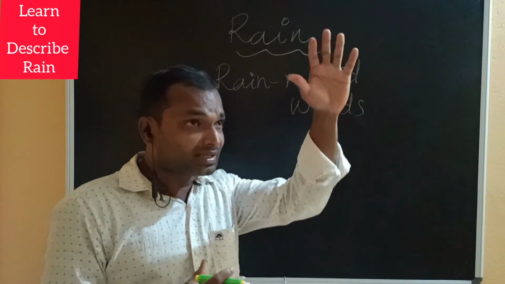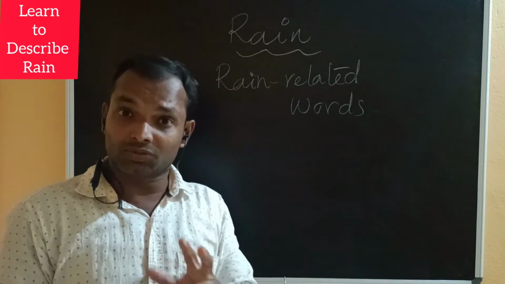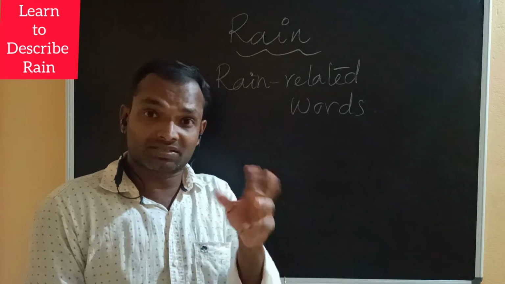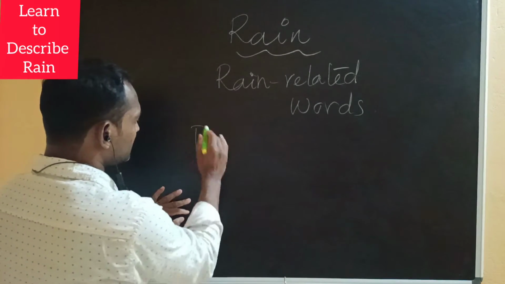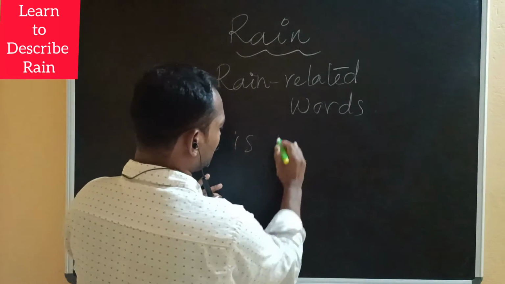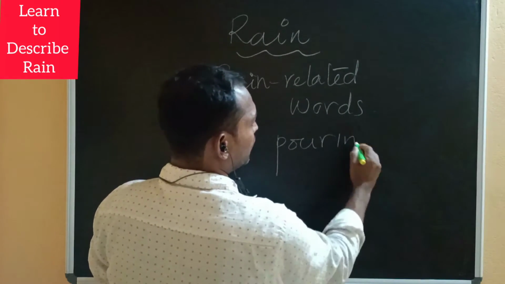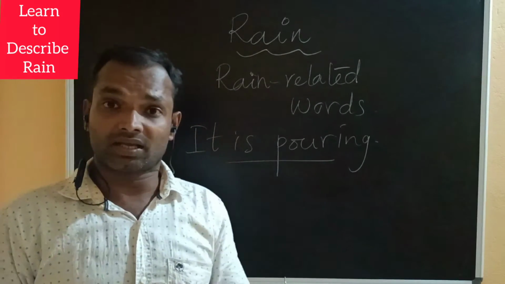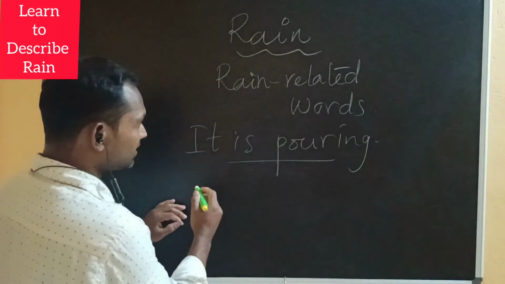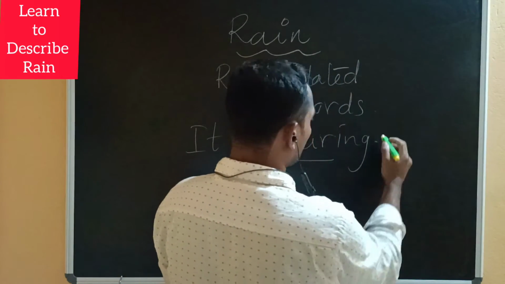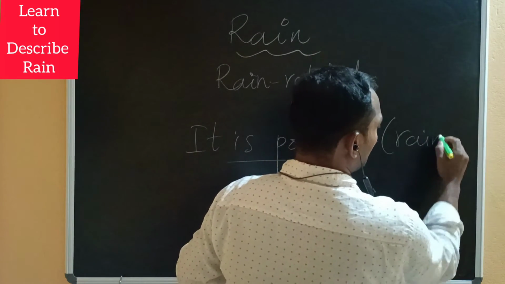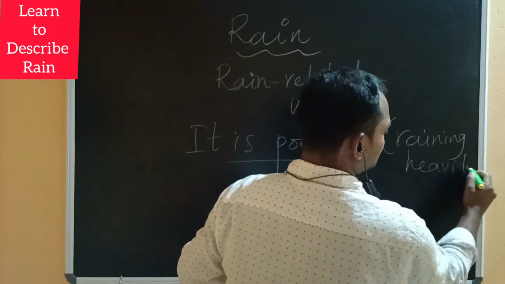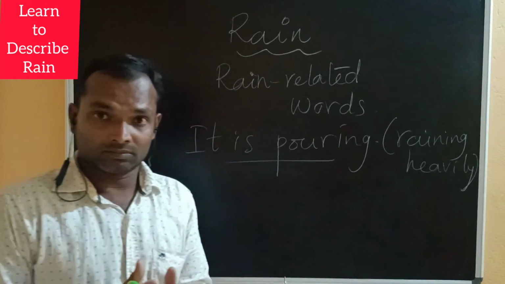So assume that there is a heavy rain. How will you put it in words? It is pouring. It is pouring. It means it's a heavy rain. It is raining heavily. Pouring means raining heavily.